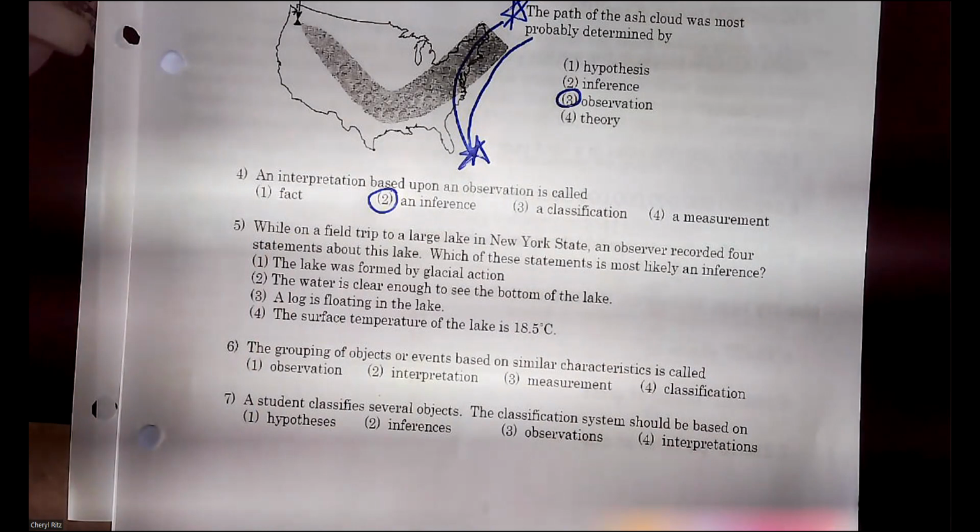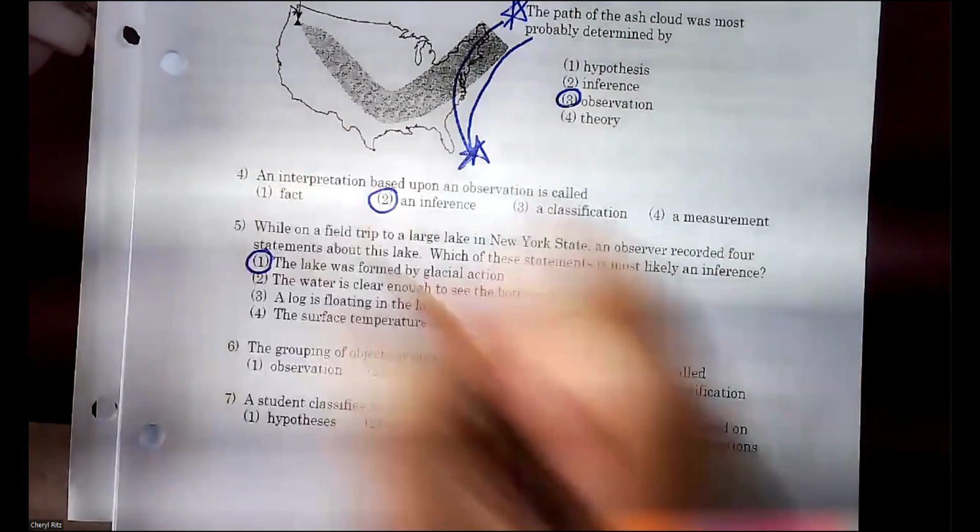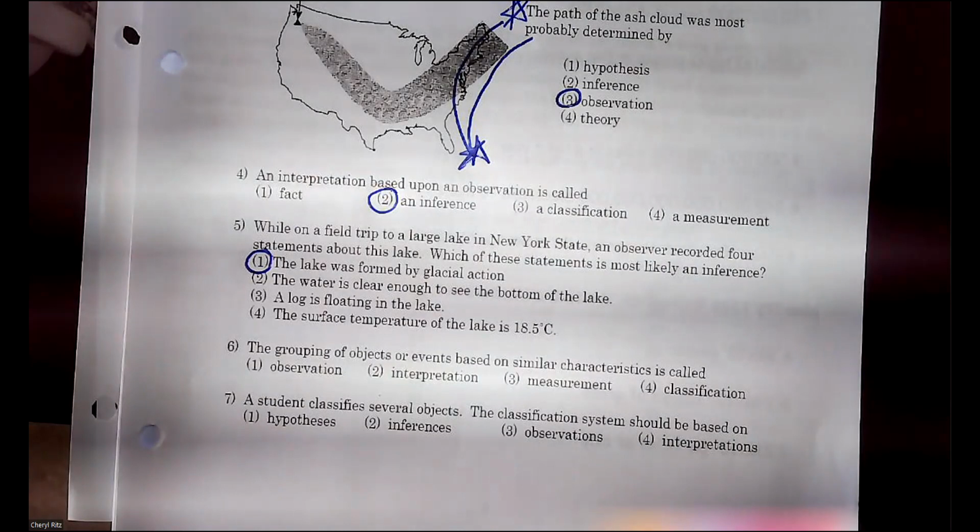I'm waiting for a couple more people to join us in the fun. Thank you, guys. That is the guess. I helped a couple of people who were stuck between 1 and 4 as the answer. When they say the surface temperature of the lake is 18.5, that's not a guess. What would they have done to know that? They would have used a thermometer, and that's still an observation.